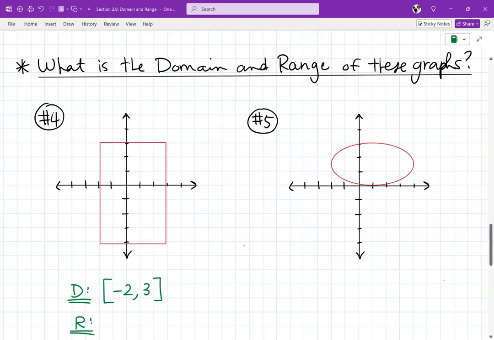All right, range. How low did it go? Negative what? Negative 4. How high did it go? 3. So it's going to be from negative 4 to 3. Is it a nice solid line on the bottom? Yeah, so let's include it. What about on top? Yeah, so we're going to include that. So there's your domain and your range for that.